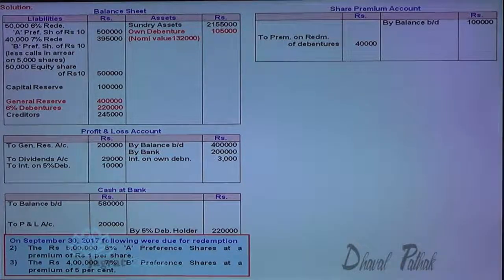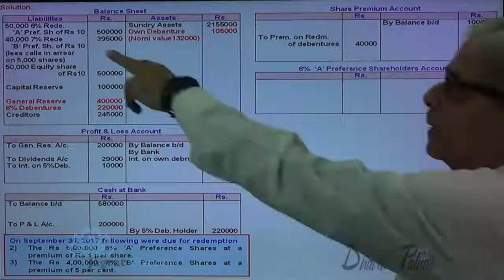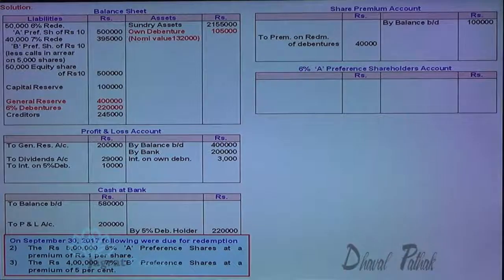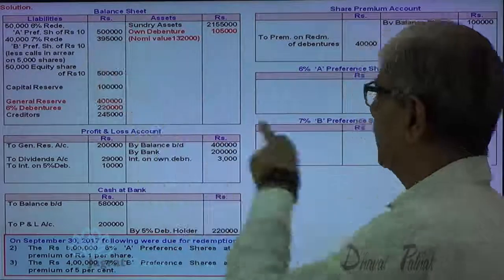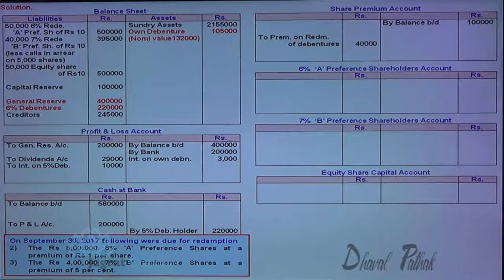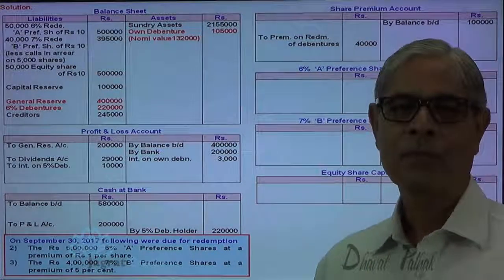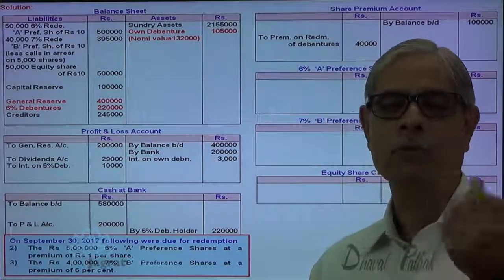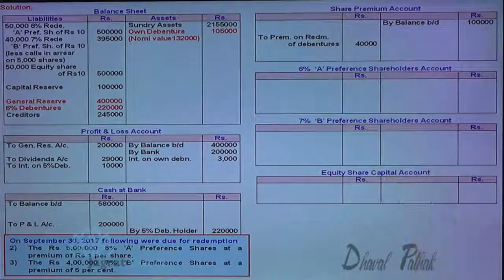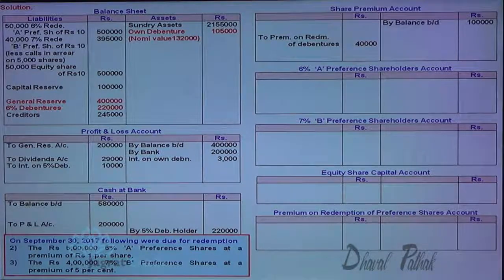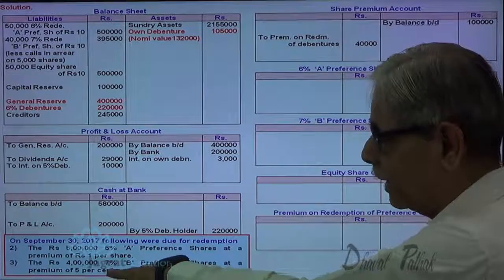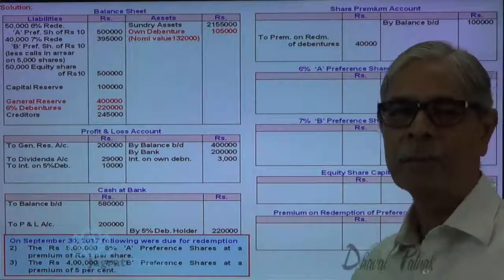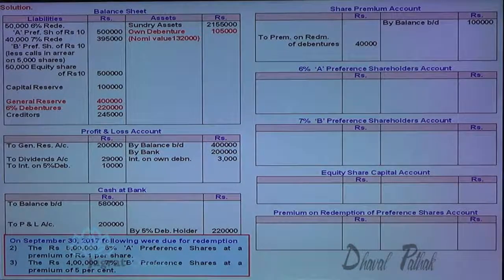Now for redemption of preference shares, I am required to prepare accounts. 6% preference shares account, 6% preference shareholders account, 7% preference shareholders account. Equity shares are issued because part of the redemption is made out of proceeds of a fresh issue, so equity share capital account. Premium on redemption of preference shares account, because the preference shares are redeemable at a premium of 5% and 1 rupee per share. So these are the necessary accounts that I have prepared.